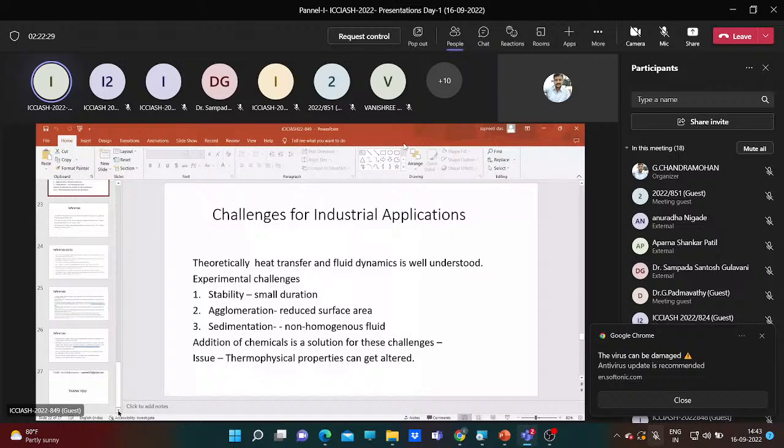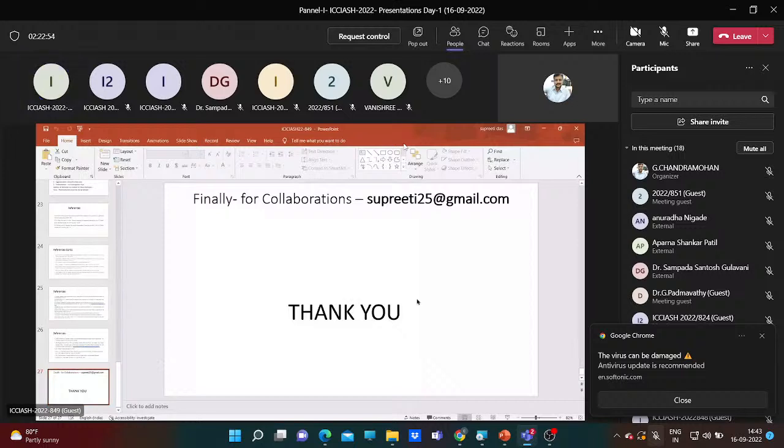So finally, I conclude that we must continue trying various nanofluids and try our best to see which nanofluid can get us into actually using it in transformer oil, as also in a lot of other devices. Thank you. And finally, for collaboration, I have an email ID if anybody is interested. Thank you so much.